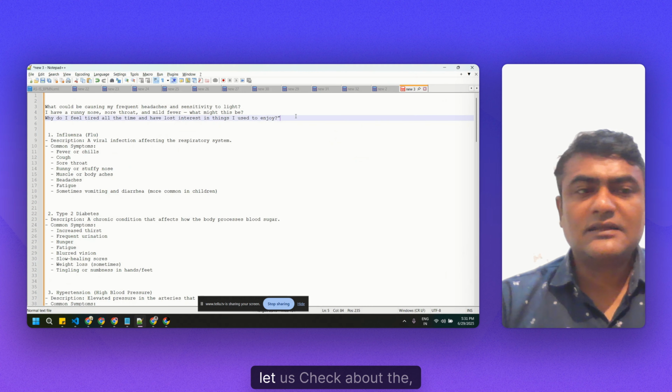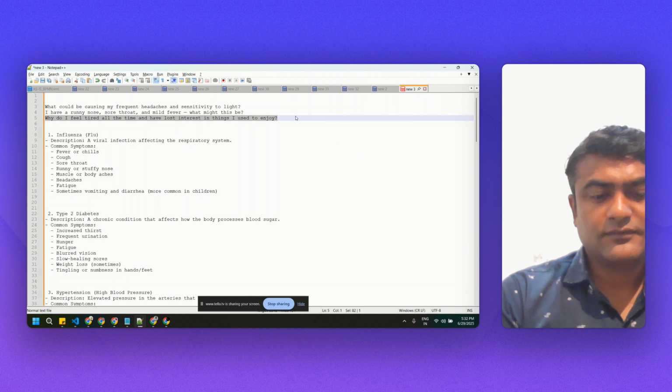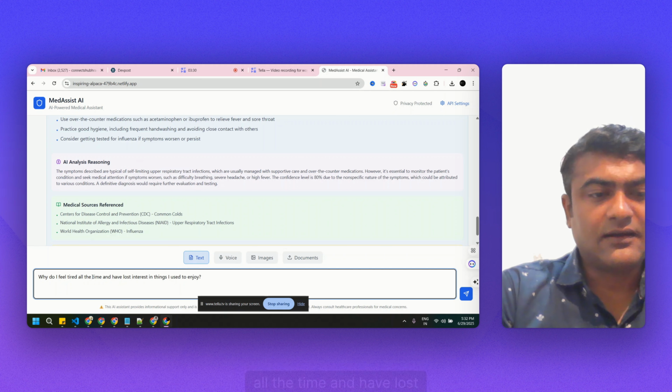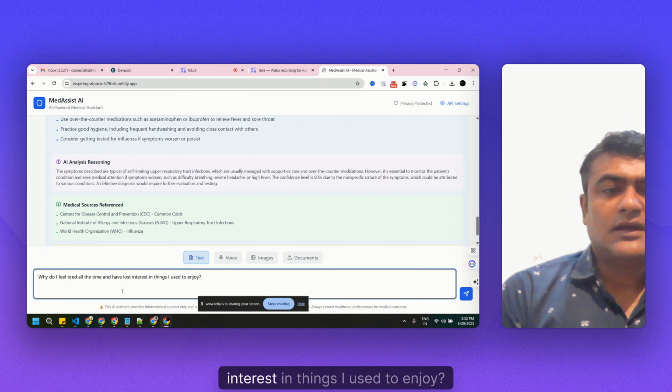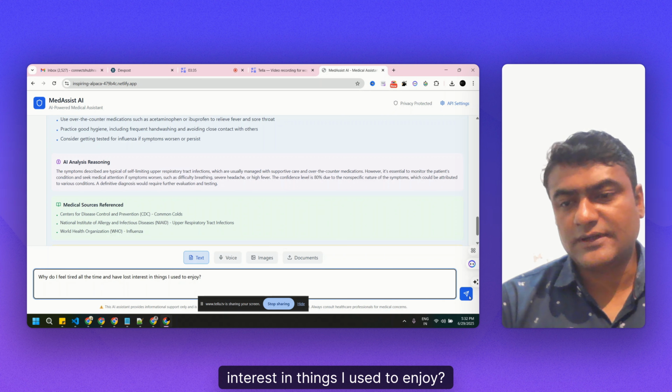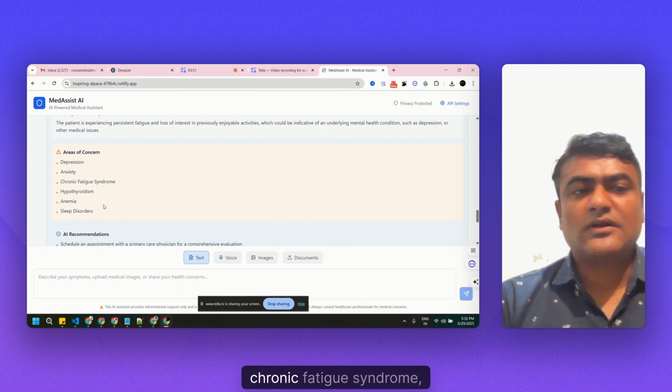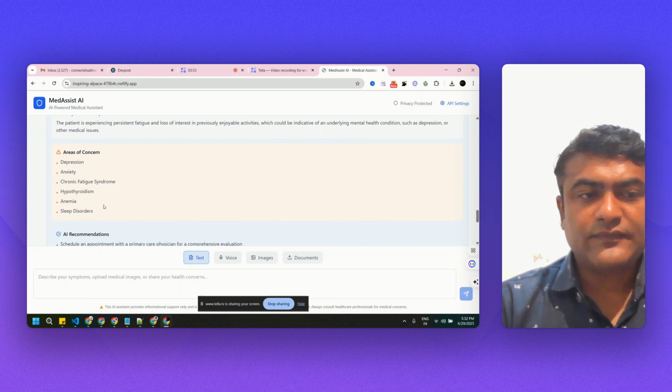Okay. Let us check the third question. This question is related to: why do I feel tired all the time and have lost interest in things I used to enjoy? So let's ask this question, and these responses are here. The emergency level is medium, as you can see, and the areas of concern could be depression, anxiety, chronic fatigue syndrome, hypothyroidism, anemia, or sleep disorders.